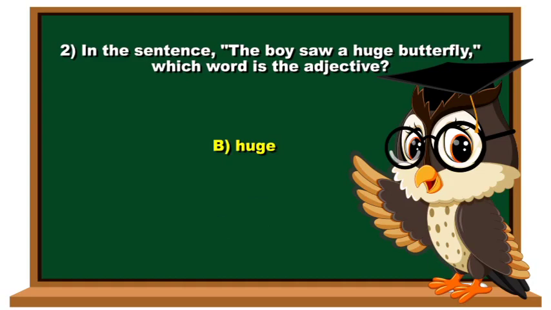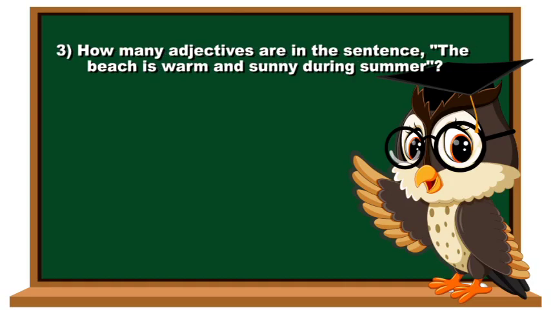Let's do one more. Question 3. How many adjectives are in the sentence, the beach is warm and sunny during summer? A. 1. B. 2. C. 3. D. 4. If you said B, there are 2 adjectives. You got it right. The adjectives are warm and sunny because they both describe the beach.